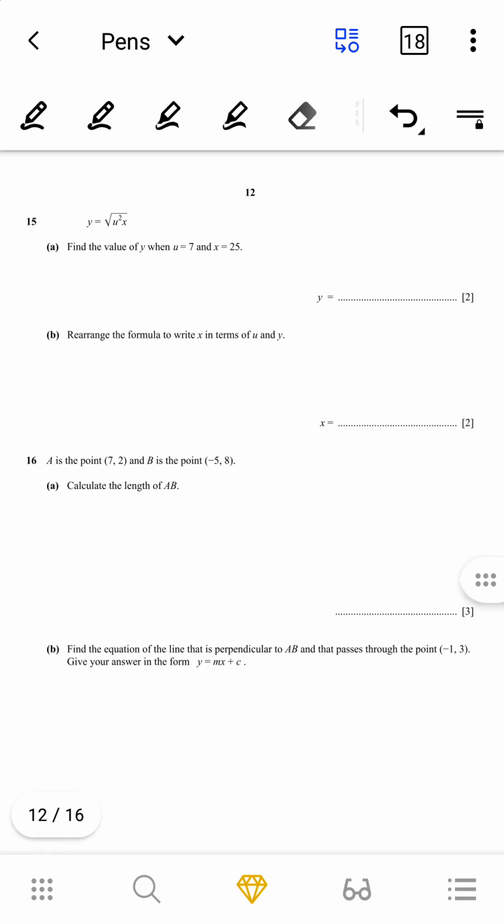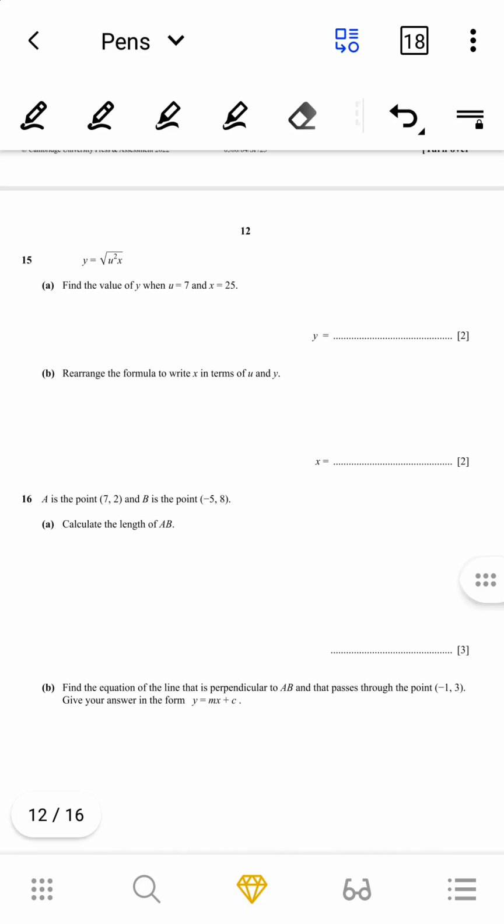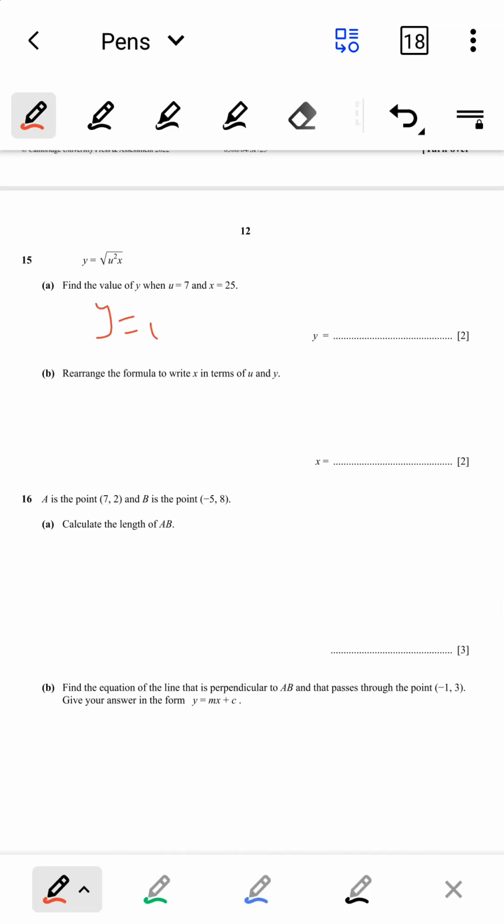Then moving forward with the 15th question, y equal to root of u square x. Find the value of y when u equal to 7 and x equal to 25. So directly substitute, very simple. So y equal to root of 7 square into 25, which means root of 7 square into 5 square, you can take out 7 into 5, that is 35. So y value is 35.